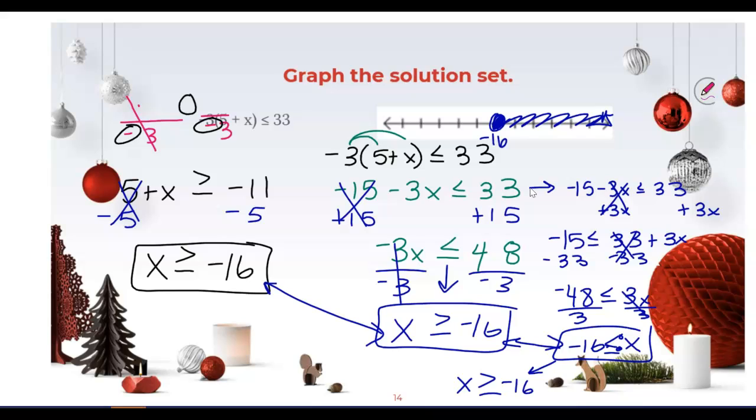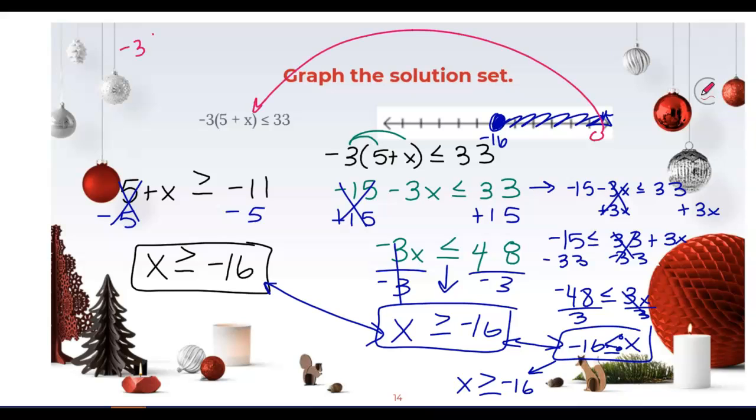Let's just test the point. It looks like 0 is part of our solution set. Let's plug it in and see if it's true. It better be because it's shaded, meaning it's a solution. All right, so I'm going to simplify my parentheses first. 5 plus 0. Negative 3 times 5 is negative 15. And is that less than or equal to 33? Well, sure it is.